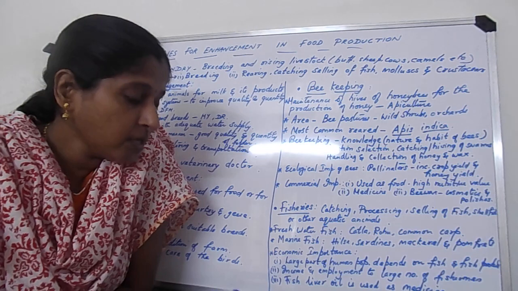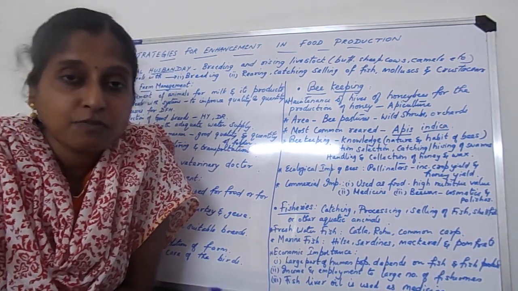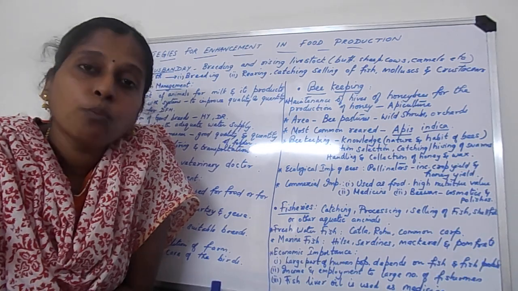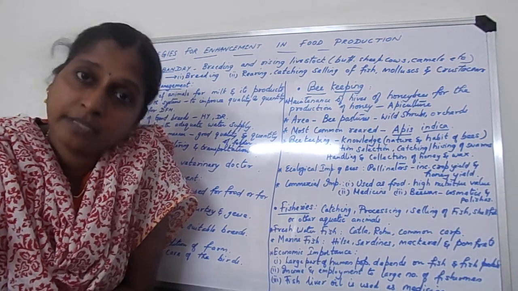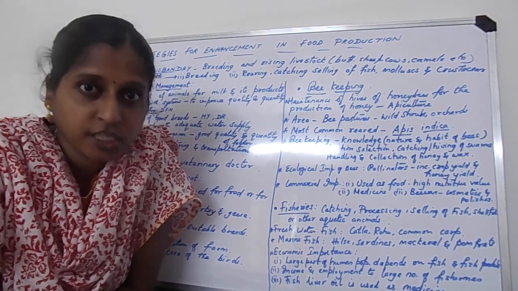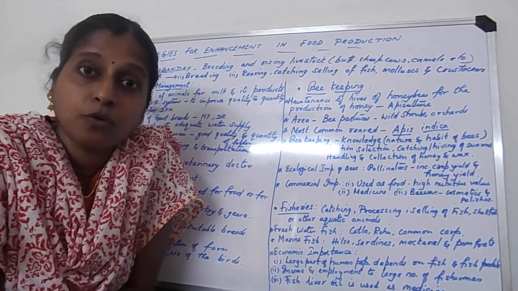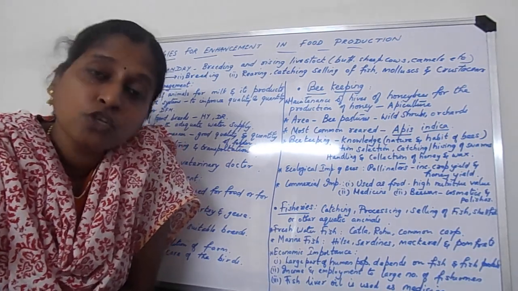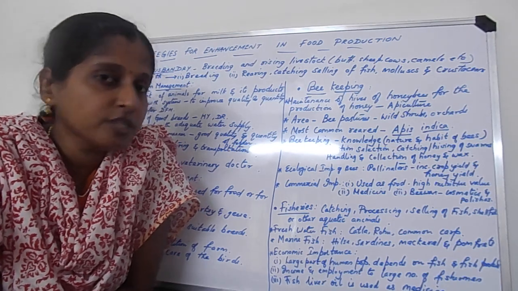Number one, a large part of the human population depends on fish as well as fish products as animal food. Many people eat fish every day. For the large part of the population that is non-vegetarian, their favorite food is fish.